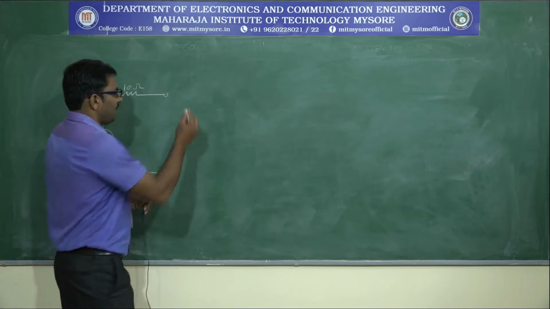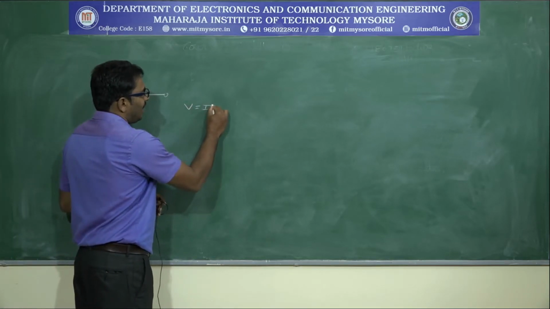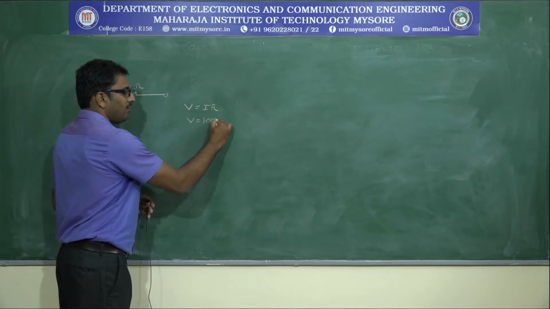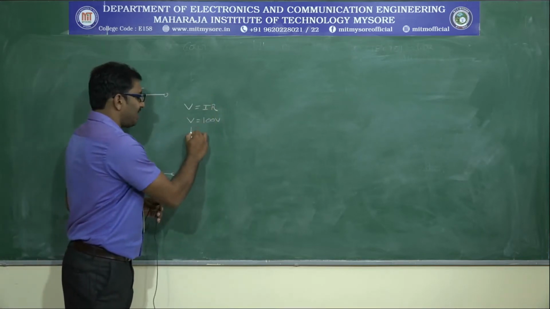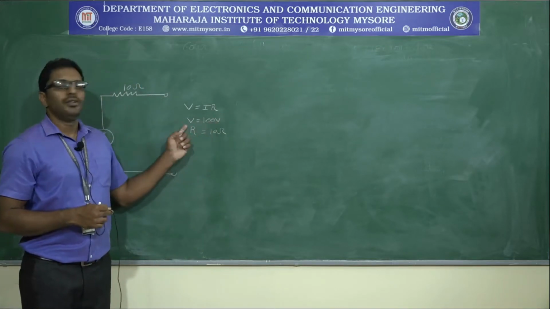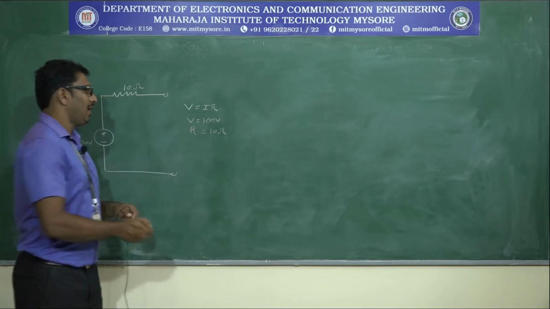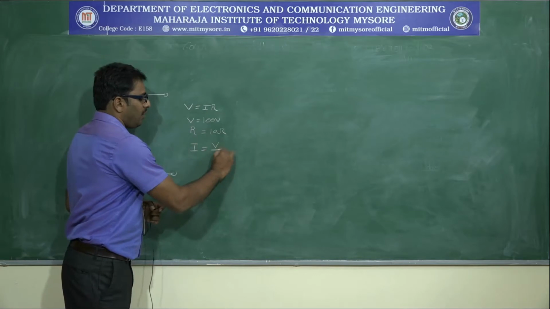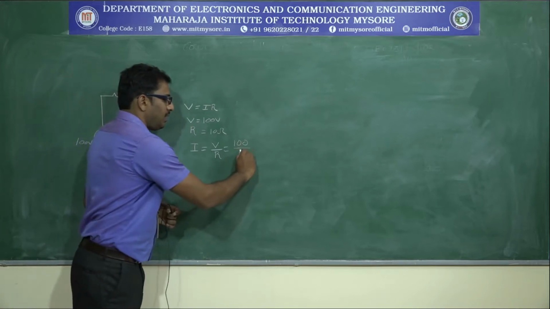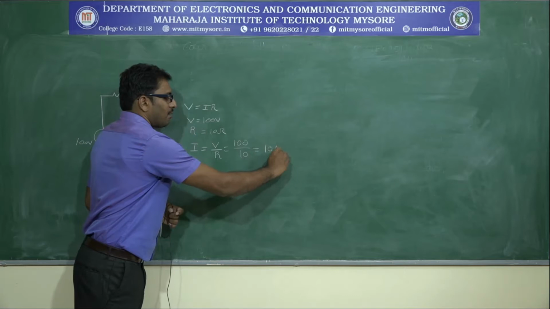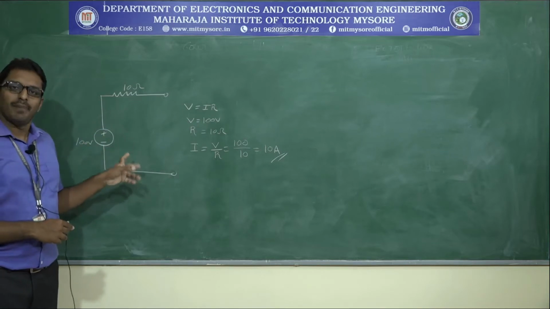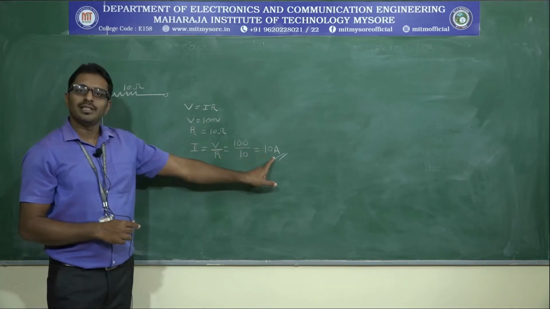Now by Ohm's law, what is the formula? V is equal to I into R. In this circuit V is given as 100 volts and R is given, R is equal to 10 ohm. So out of 3 variables, 2 variables are known, V and R. Yes, we can find out I. I is equal to V divided by R. So V is equal to 100 volts, R is equal to 10 ohm, I is equal to 10 ampere. So by replacing this practical voltage source by a current source, that current source value is 10 ampere.